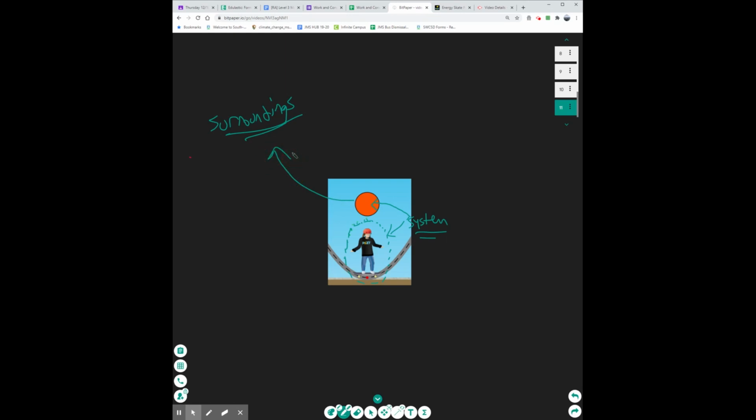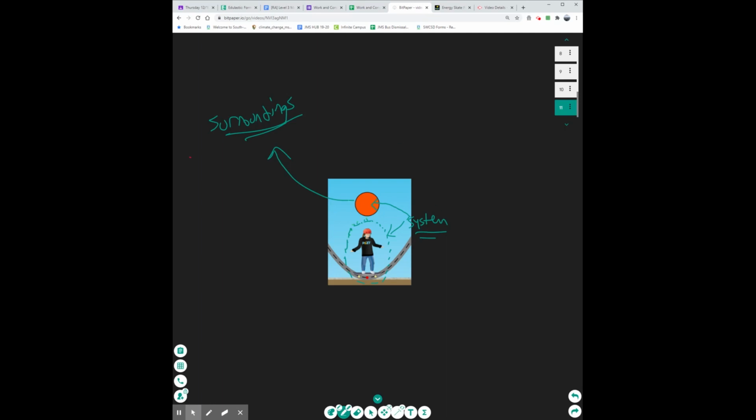Why? Because of thermal energy. When we have friction, we're rubbing our wheels onto the surfaces. That's passing some of the energy from the skater into the wheels and then down onto the track, onto the ramp. So we're going to have some heat generated there, and that heat is going to end up, through conduction, moving away from our system into our surroundings.